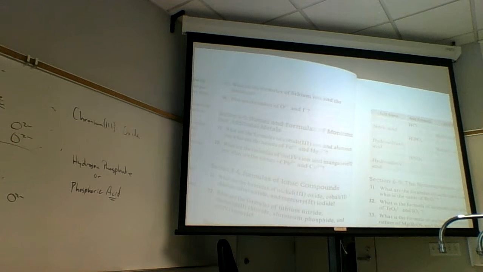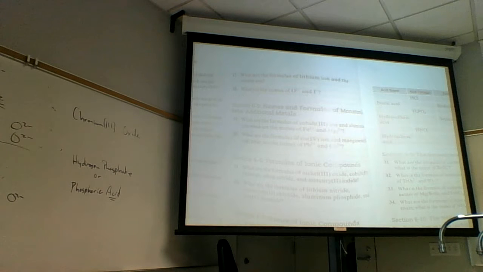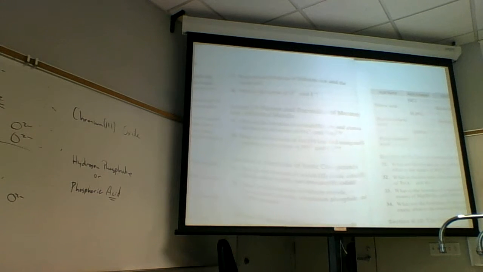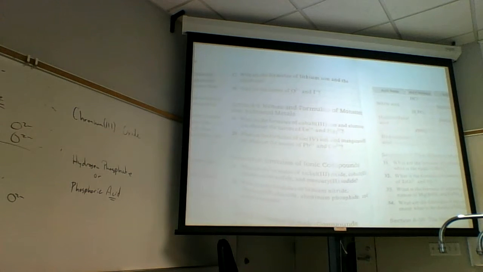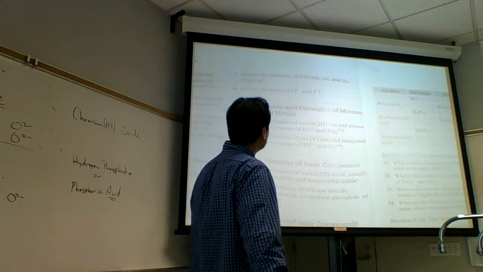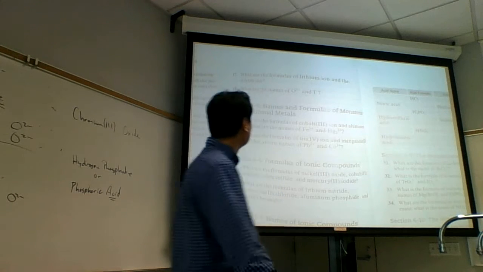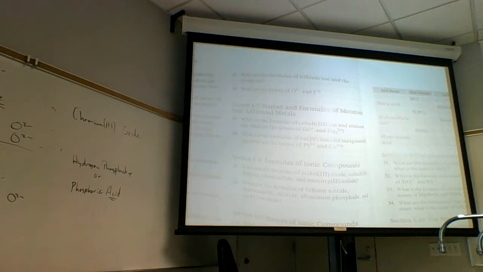Let's take a look at 18. What are the names of O2 minus and I minus? O2 minus would be oxide, and I minus? Iodide. Okay, then we're off to number 20.